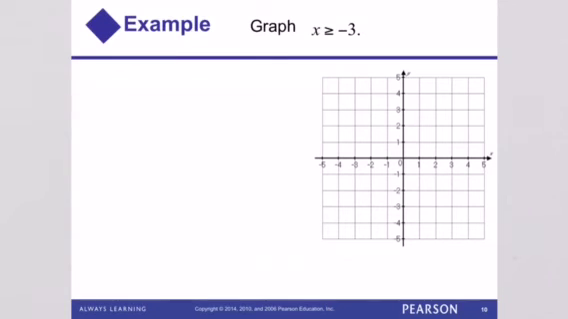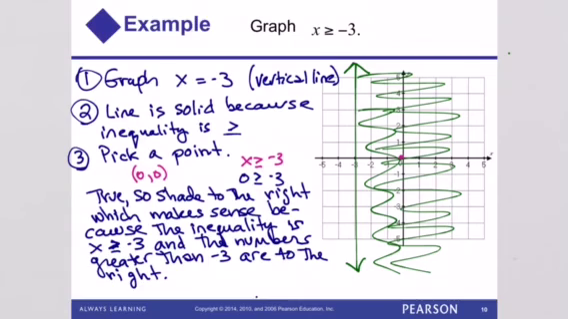You do this next graph. y is greater than or equal to -3. Pause and do it, and then you can start up the video again. I'll show you the solution. Okay, there's your solution. Please read steps 1, 2, 3, and especially make sure to read this piece right here.